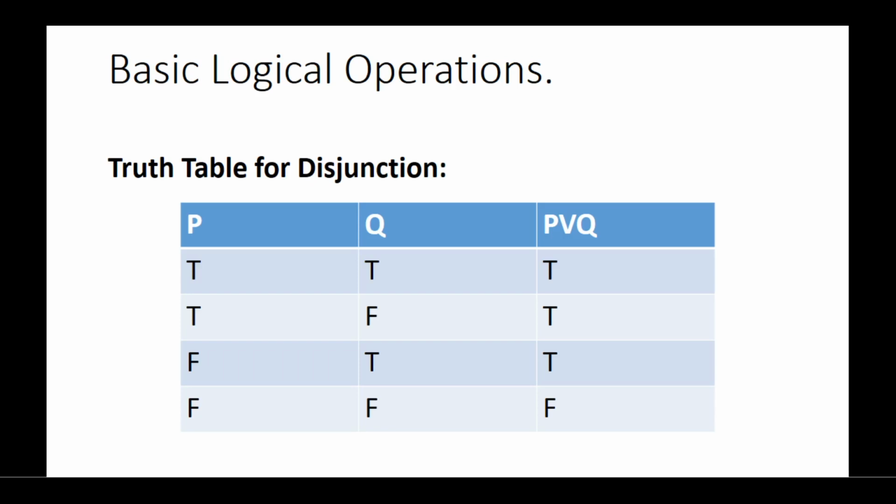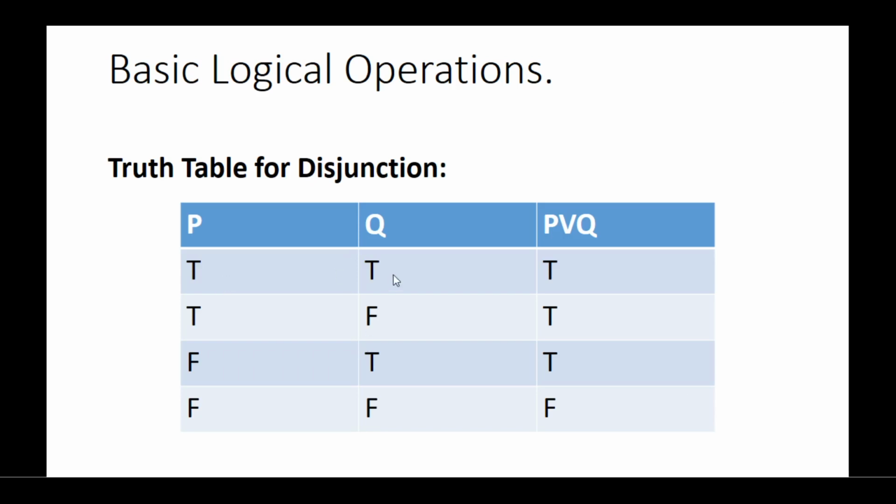Truth table for disjunction. P: root 2 is rational. Q: 9 is a composite number. So here P is false and Q is true. The disjunction is false only when both P and Q are false statements.